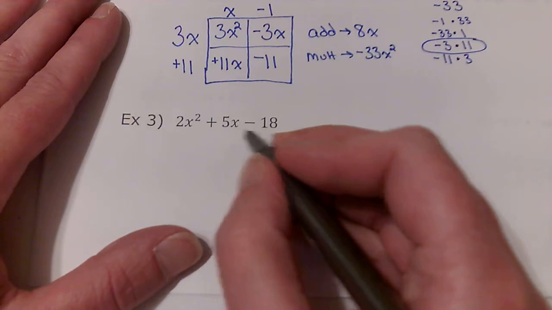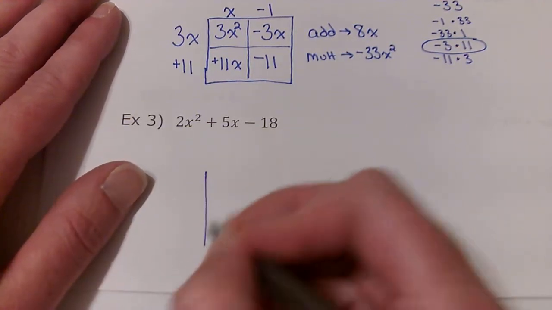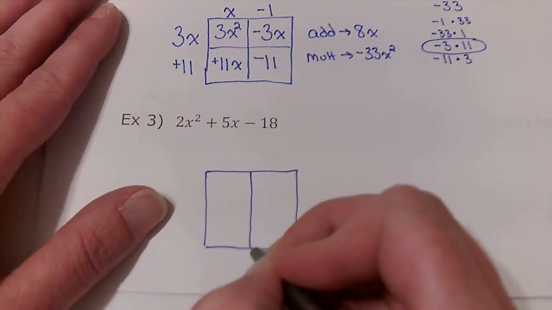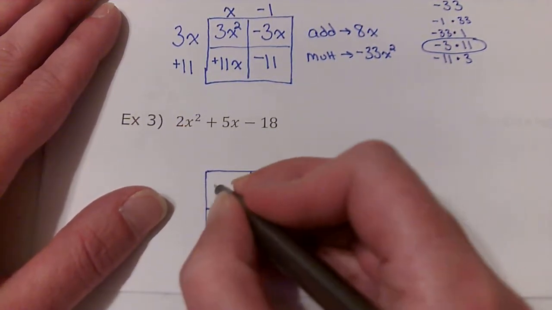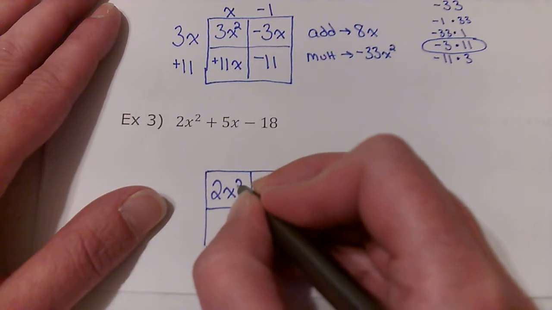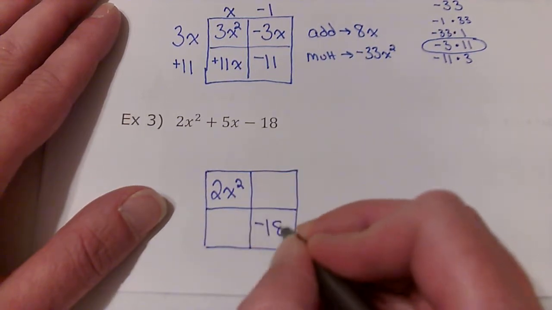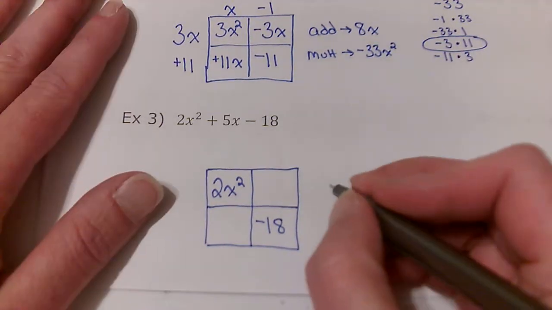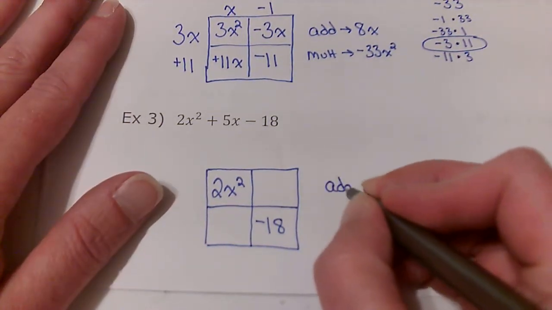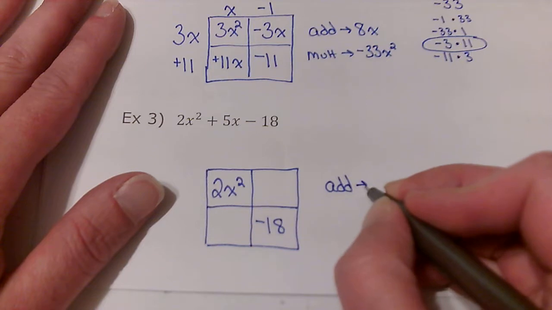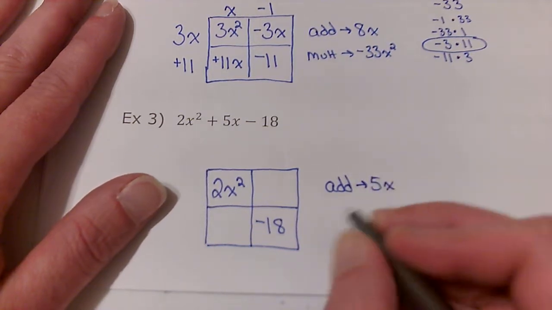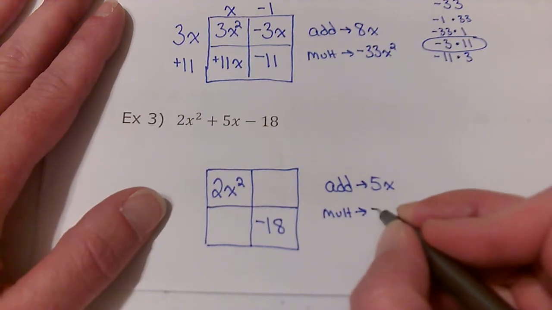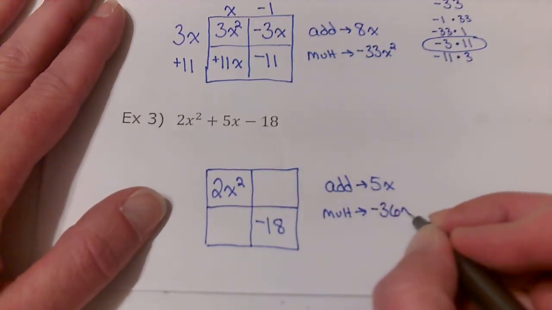2x squared plus 5x minus 18. The 2x squared and negative 18, those always go in. I don't have to do any figuring to figure those out. But the missing terms are going to add to be 5x, and they're going to multiply to be negative 36x squared.